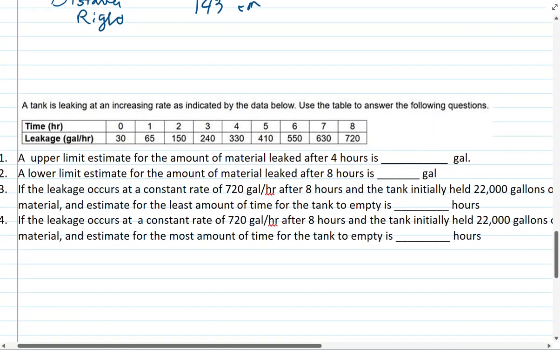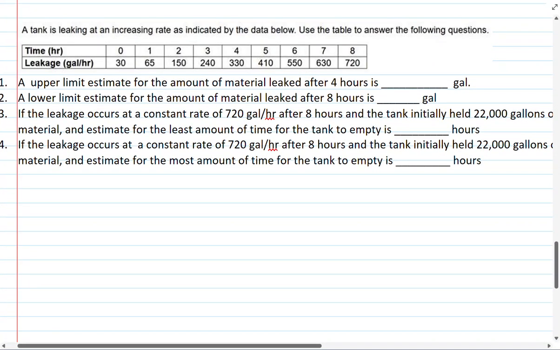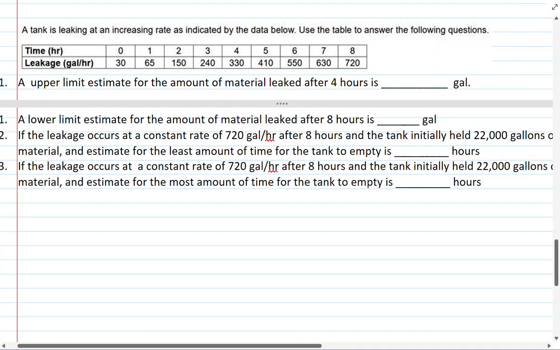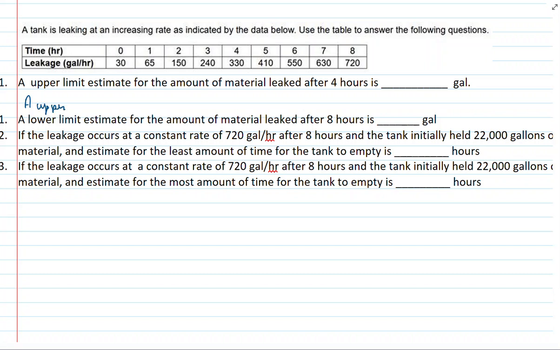So here we're talking about a tank leaking at an increased rate, as indicated with the table below. Use the table to answer the following questions. Well, what I'm getting at is I left off half of the information. I think I did because it's upper and lower. Because you have to do a kind of balance on what we understand.